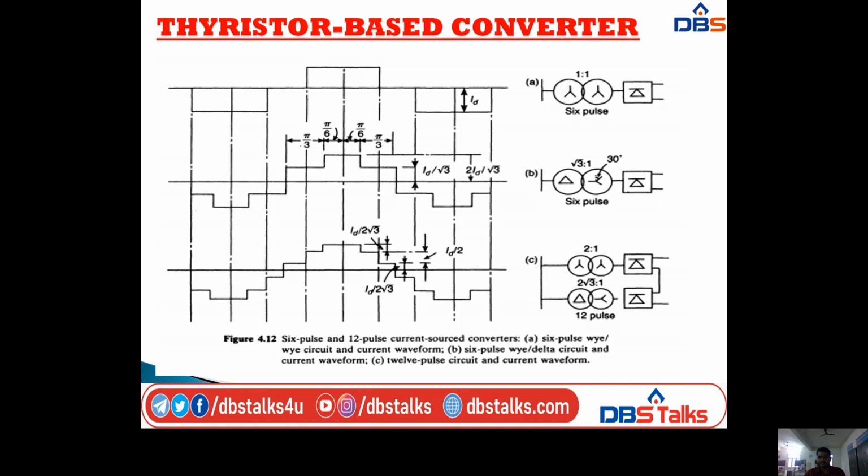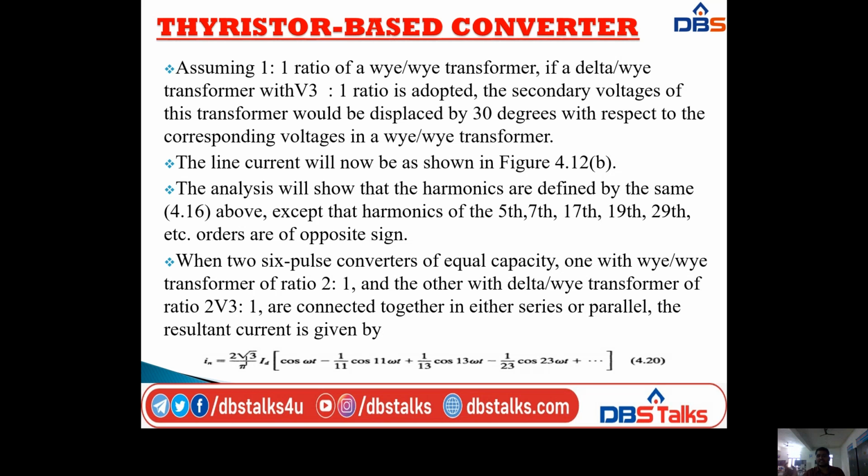So on the right side we have the 12 pulse circuit and on the left side we have the current waveforms of that circuit. Here the ratio for the first circuit, the 6 pulse star to star circuit, is 1:1, for the 6 pulse star delta circuit we have the ratio √3:1, and for the 12 pulse circuit we have the ratios 2:1 and 2√3:1. So here the angle changes. Assuming first the 1:1 ratio star to star transformer, if a delta star transformer with √3:1 ratio is adopted, the secondary voltages of this transformer would be displaced by 30 degrees with respect to the corresponding voltages in a star to star transformer.